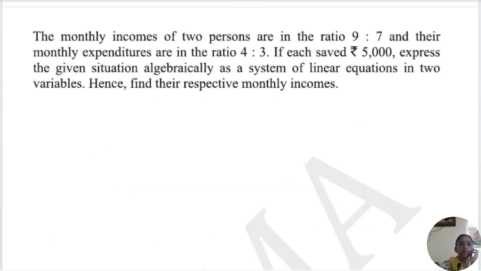That's all. The monthly incomes of two persons are in the ratio 9:7 and their monthly expenditures are in the ratio 4:3. And if each saved rupees 5,000, express the given situation algebraically as a system of linear equations in two variables and find their respective monthly incomes. That is our question. So let us consider the income of two persons.